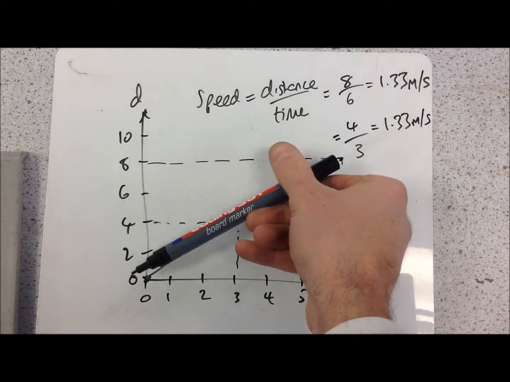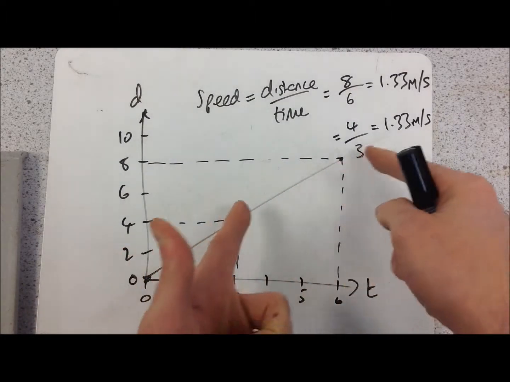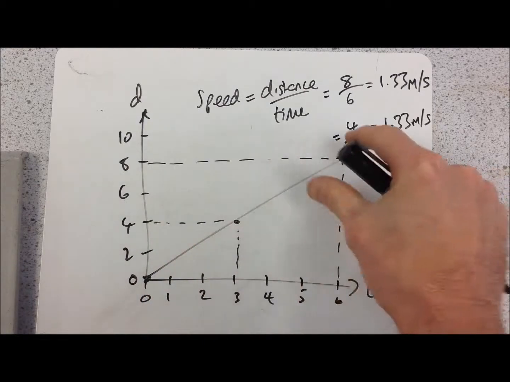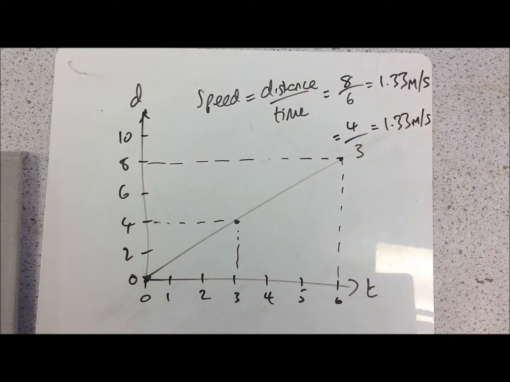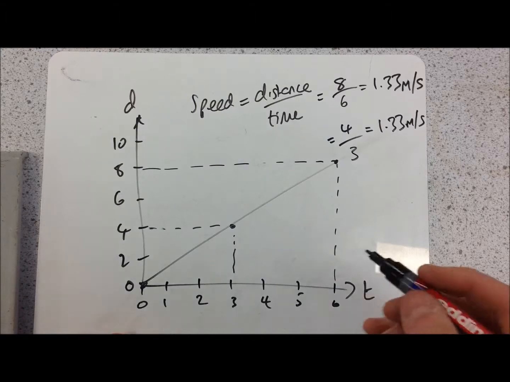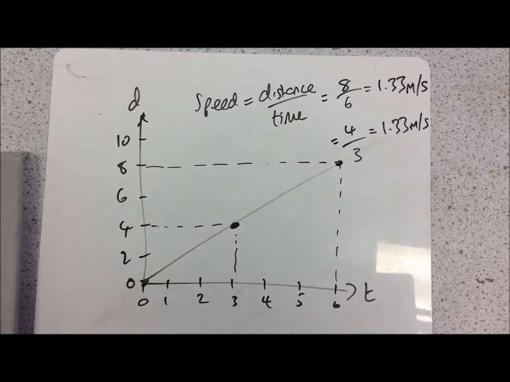Because if this thing is a straight line, that means it's constant speed. So it wouldn't actually matter which points I took, as long as I took the correct change in distance and the correct change in time, then I'll be able to calculate the speed. Okay? So all your questions that you get on calculating speed from distance time graphs will be done in exactly the same way.